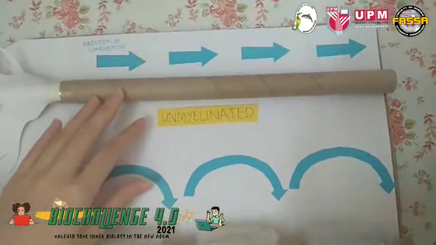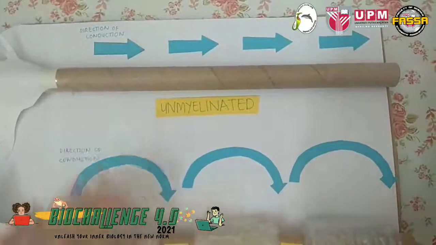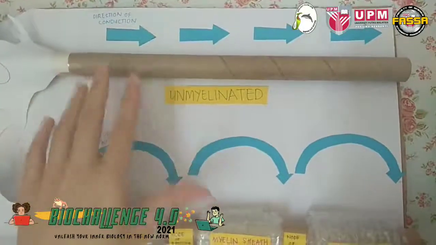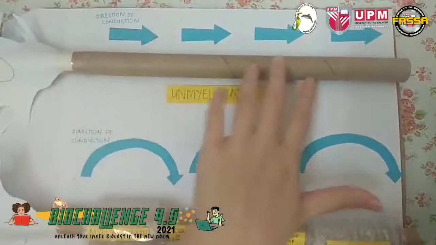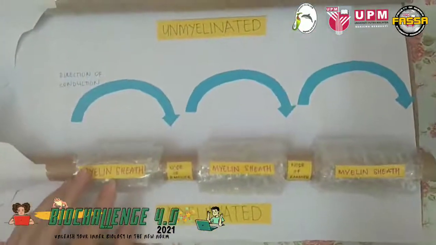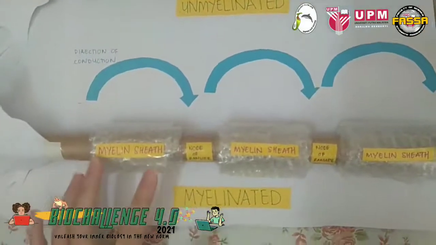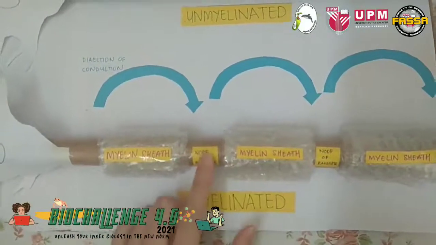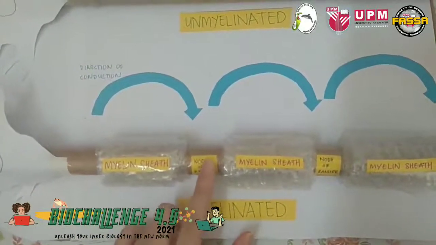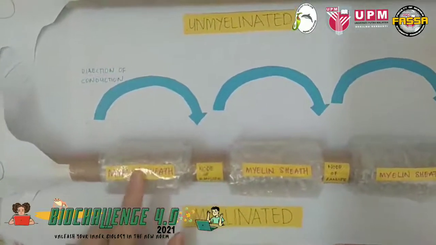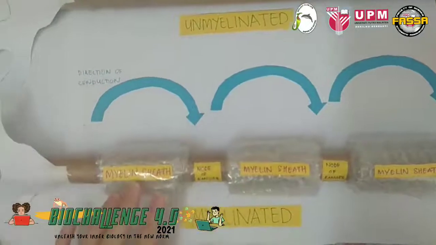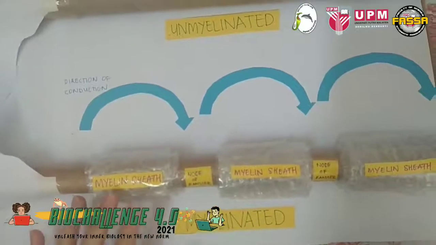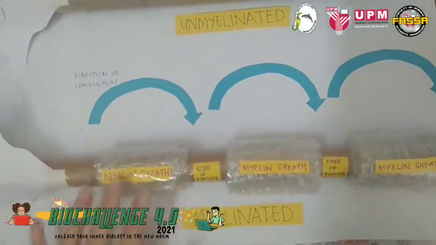At the top, we have the unmyelinated neuron. As you can see here, along the axon, there is no myelin sheath. While for the myelinated neuron, there is a myelin sheath on the axon, and between the myelin sheaths there is a gap. We call it the node of Ranvier. The role of the myelin sheath is to act as an insulator that will help to propagate the electrical signal faster.